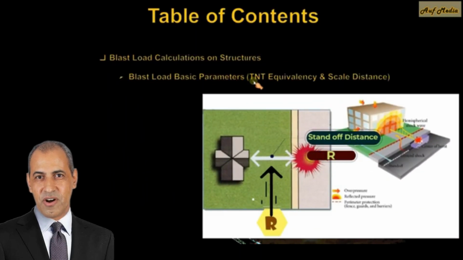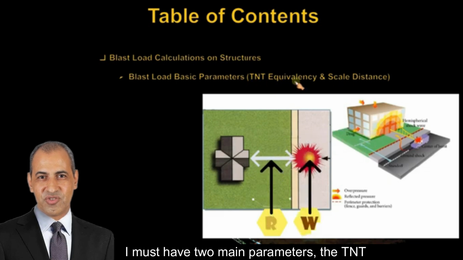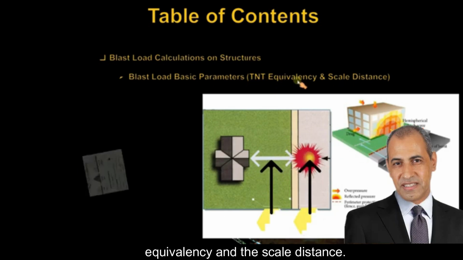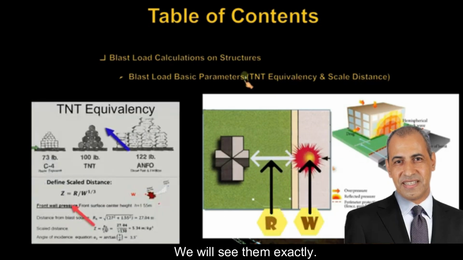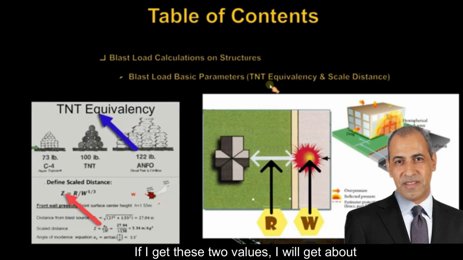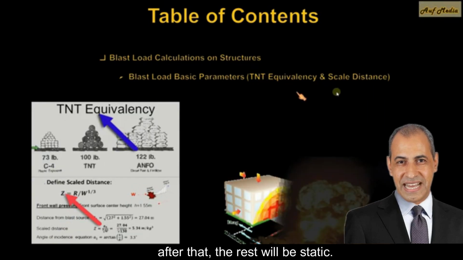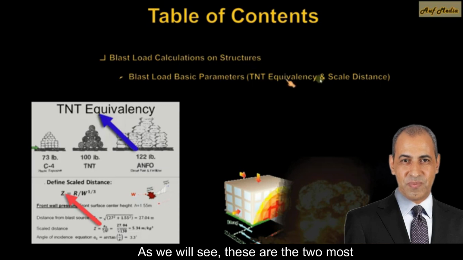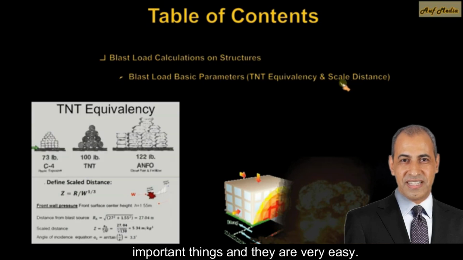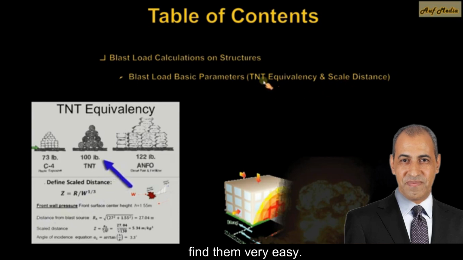In order to get the load that affects the building, I must have two main parameters: the TNT equivalency and the scale distance. We will see them exactly. If I get these two values, I will get about 70% of the information that I want, because after that, the rest will be static. As we will see, these are the two most important things, and they are very easy to get.